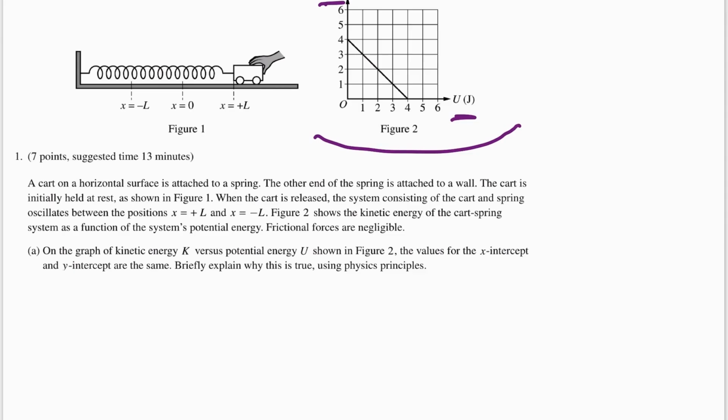Why are these intercept values the same? Again, it all comes down to the conservation of energy. The total mechanical energy of the system is 4 joules. So this value remains constant, whether it's in the form of kinetic energy or potential energy. So this was part A.